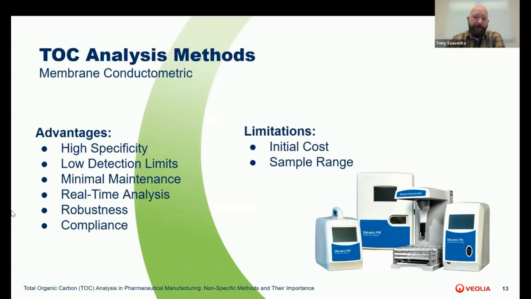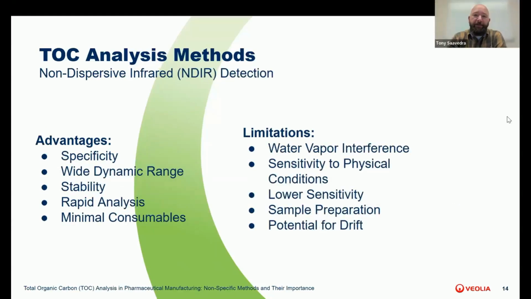Despite these minor drawbacks, membrane conductometric detection remains a go-to method for many pharmaceutical companies due to its accuracy, reliability, and suitability for continuous monitoring and high-purity water systems. Now let's turn our attention to NDIR detection, another important method for TOC analysis in pharmaceutical water systems.